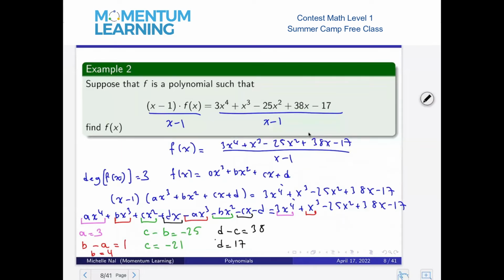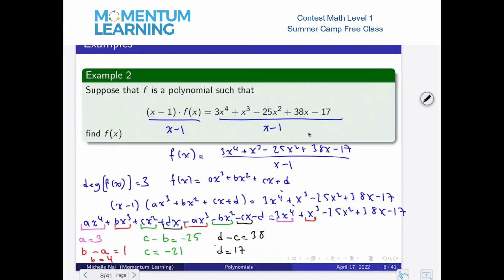And finally, the constant, we didn't even need to do that, right? We notice that the constant has to be equal. So negative d is equal to negative 17, so d is 17. So we are done, right? So we just found f of x. We know that f of x is equal to 3x cubed plus 4x squared minus 21x plus 17.